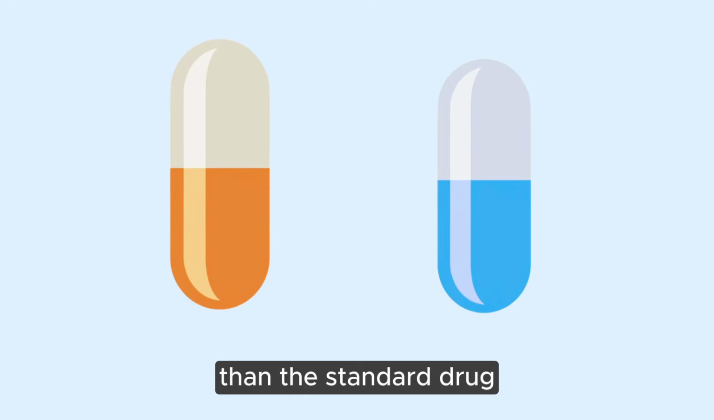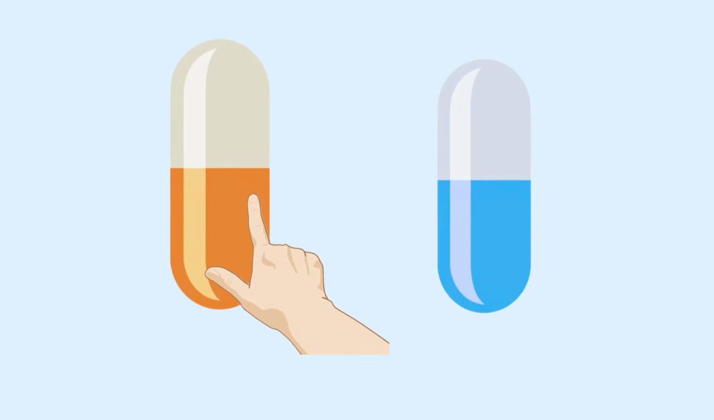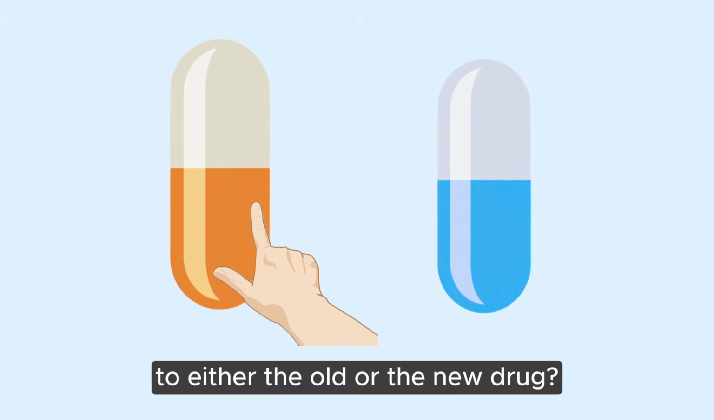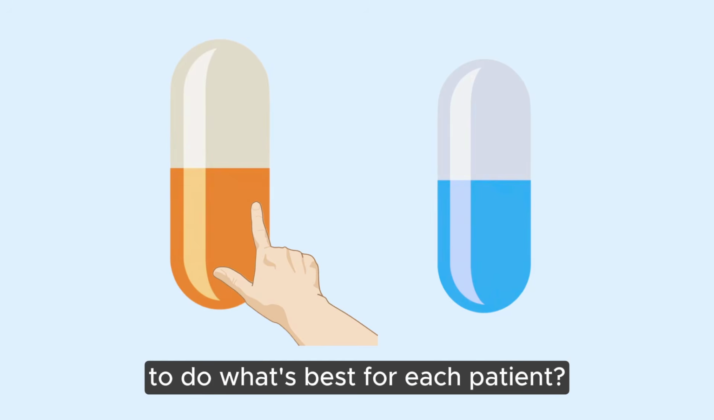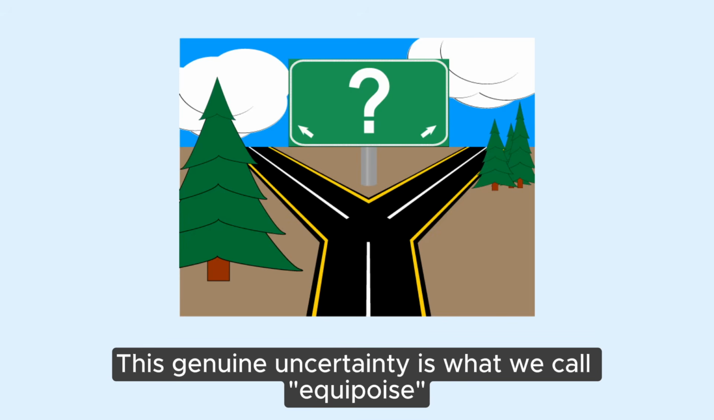The last thing we'll go over is the concept of equipoise. Imagine you are trying to know whether this new drug is better than the standard drug. You think the new drug might be better, but you don't know for sure. Isn't it a problem if you randomly assign patients to either the old or the new drug? Wouldn't this violate your duty as a doctor to do what's best for each patient? The answer is that you can only do this type of study if you are genuinely uncertain which drug is better. This genuine uncertainty is what we call equipoise.